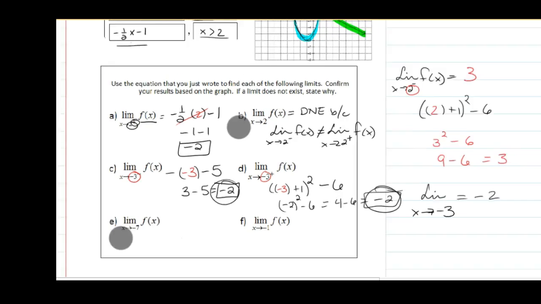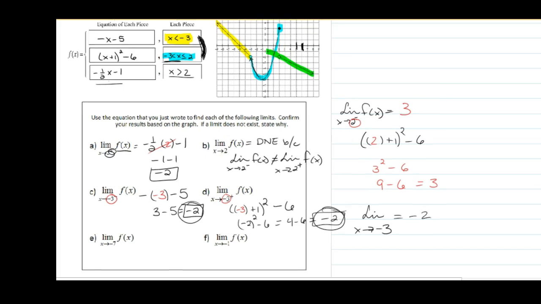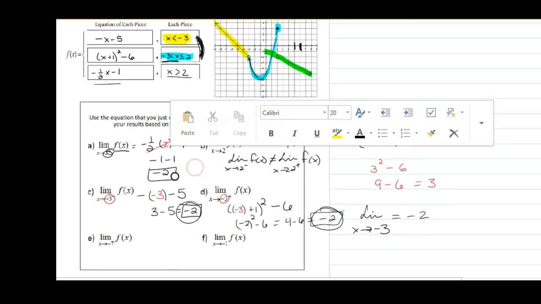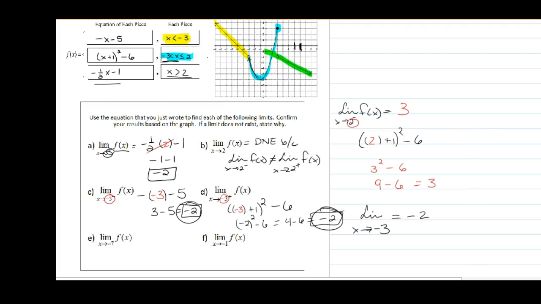So we can finally look down at E, and I'm going to zoom out a bit so we can still see our piecewise defined function. The limit as x approaches -7. Now, in this case, when we try to figure out which function should I use, well, none of these functions include a -7. But I know that -7 is less than -3. That tells me it's this function. And I'm going to use my -x minus 5.